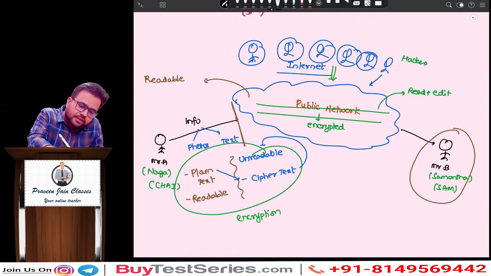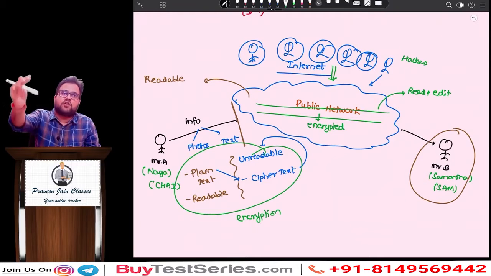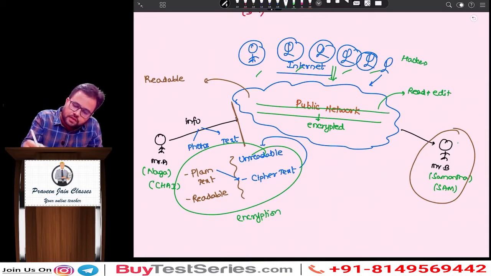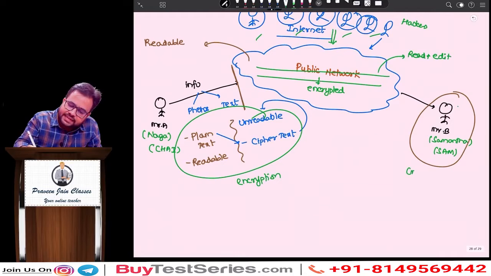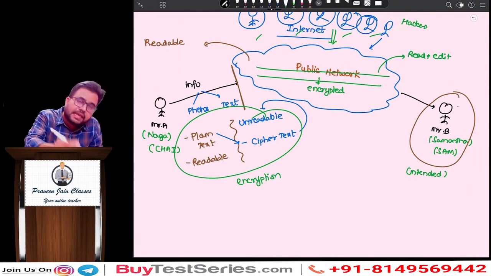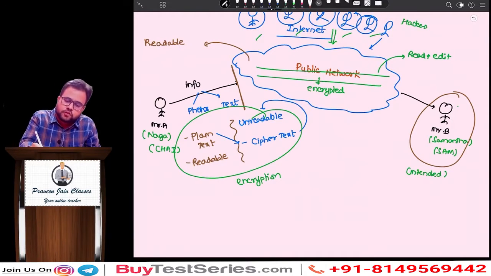So now tell me, this data is traveling on the internet, with many people. At the end of the day, it will be coming to whom? Samantha. Do you think Samantha is the intended recipient? Mr. Naga or Mr. Chai wanted to send this to whom? Sam. So this data was supposed to go to Sam. So Sam is the intended recipient, and she is the one who can read it.